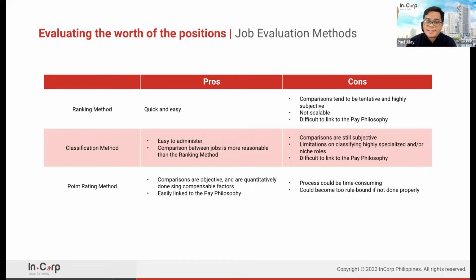Another method would be the classification method. It's just clumping together positions that are more or less comparable to each other. Like, for example, administrative assistants, clumping them together with other assistant levels, or let's say all the positions with the title manager would be clumped together, and then having a range of compensation for that cluster, and then comparing those clusters with the other clusters, and then ranking them accordingly.